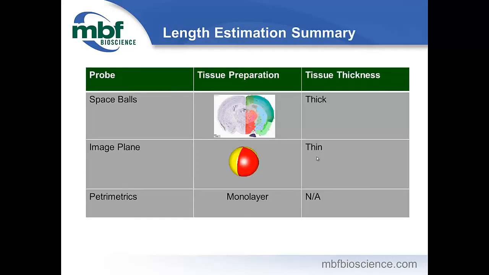Should we summarize length estimation? Remember that complicated tree? We want to boil that down to just these 3 probes. Yep, so the spaceballs is an isotropic probe that is used in thick tissue, and that tissue can be prepared or sectioned in any orientation that you prefer. If you have thin tissue, then you're going to be restricted to processing that tissue in an isotropic manner in order to be able to use an image plane as your probe. And then finally, if you have a monolayer, our recommended option would be to use petrometrics. Like if you're at the bottom of a petri dish, that's why it's called petrometrics.